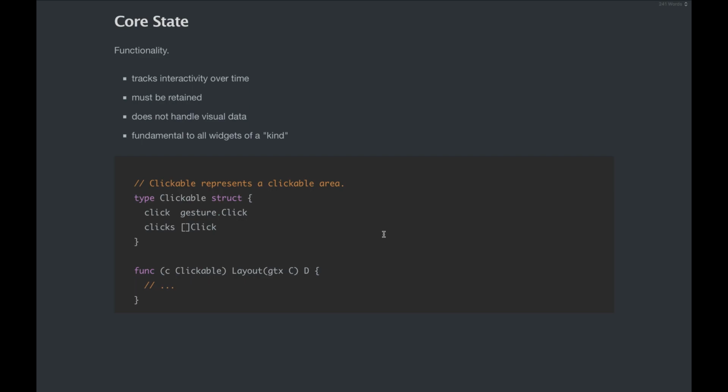Now, core state shouldn't handle any visual data. Why? Well, because core state is fundamental to all widgets of that kind. So, for example, all buttons need to track clicks, no matter how they look, no matter if they're even rendered. So if you tie visual state to the core state, you've now coupled two completely unrelated concerns together, making your clickable unusable for differently styled buttons. So core state has no visual data in it, or shouldn't have any visual data in it.